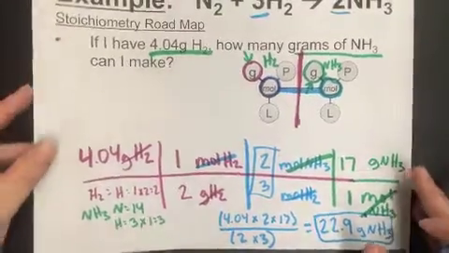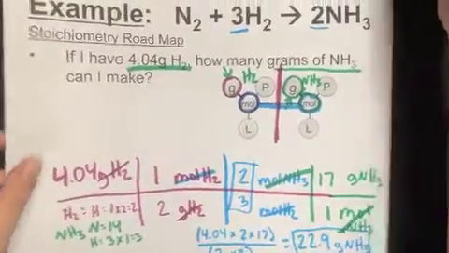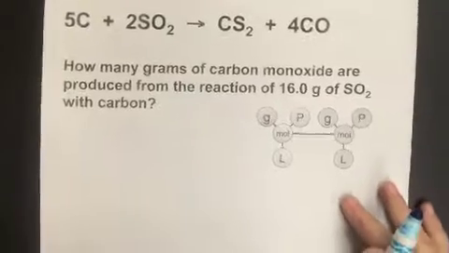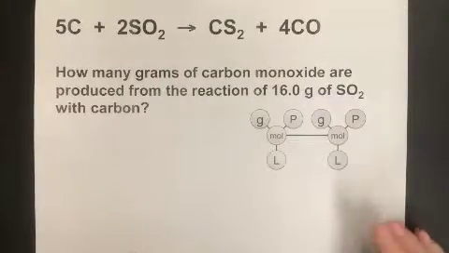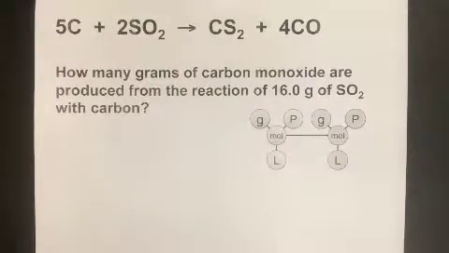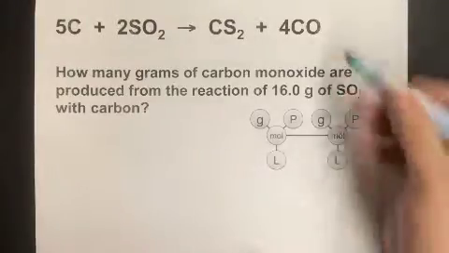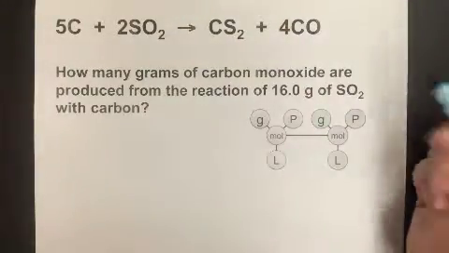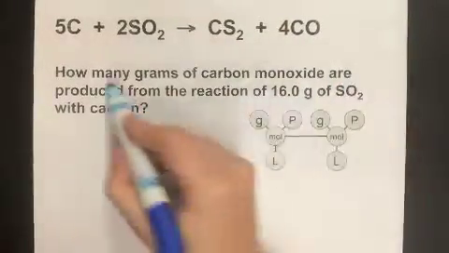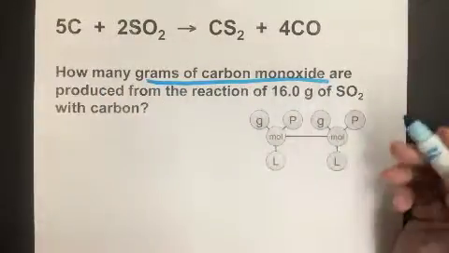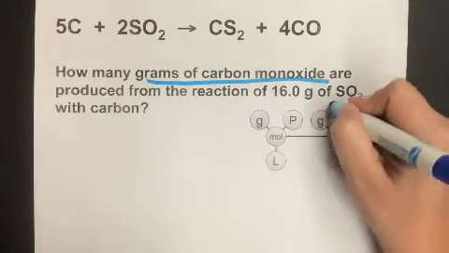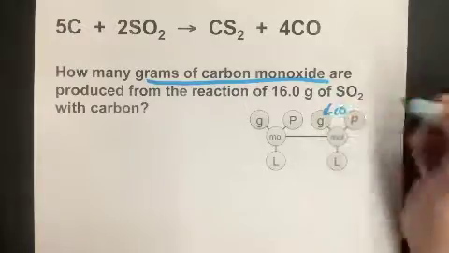Okay, so let's try another example that has a different chemical reaction. Let's treat it the exact same way we've been doing. Figure out your starting point and ending point, just using a different reaction this time. So how many grams of carbon monoxide are needed? This means we're trying to get to grams of CO.